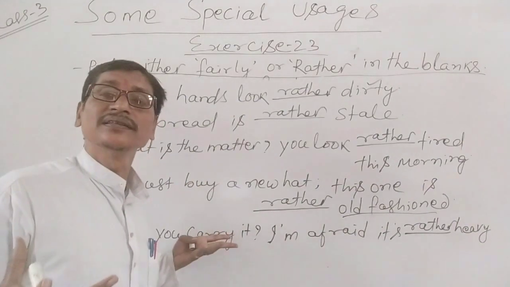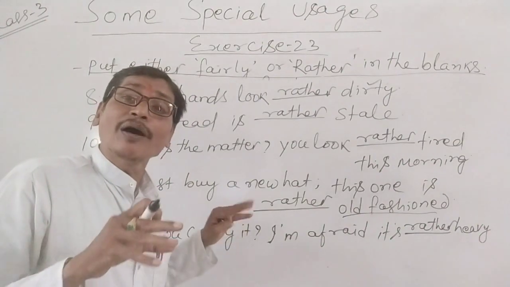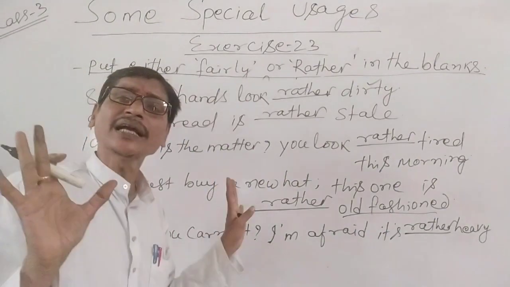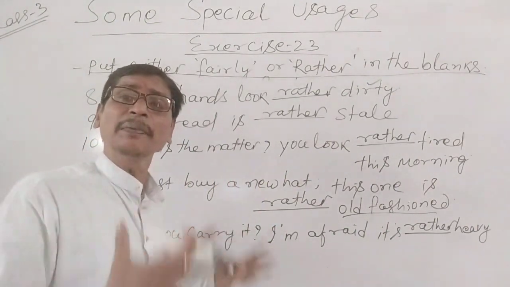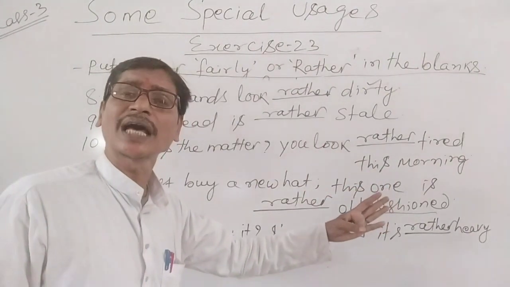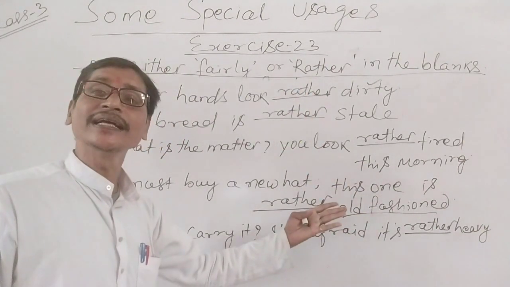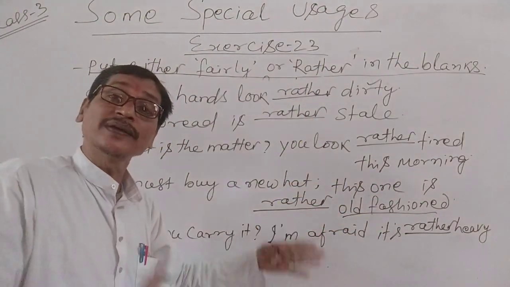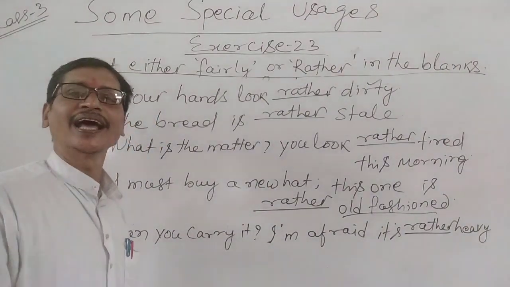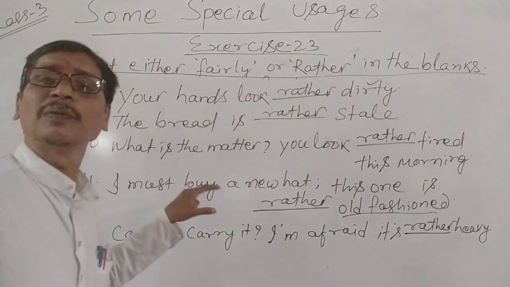It's rather heavy. We cannot say it's fairly heavy. That means we cannot have our approval. When we express our inability that I cannot carry, we express that it's rather heavy. That means I can't carry it. Okay? So when it expresses unpleasant or negative, we use rather. When it expresses pleasant and positive and has our approval, we use fairly in those statements. There are still some sentences available, one or two.